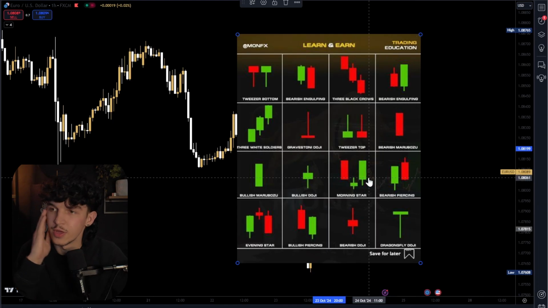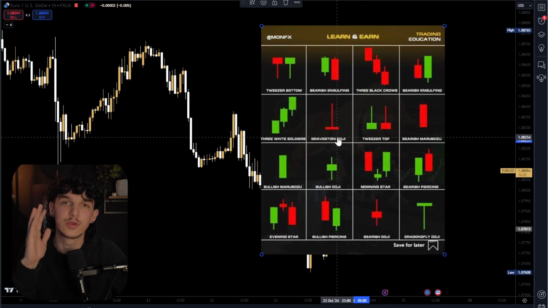Jokes aside, it's very important to understand what a candlestick is and what a candlestick does. So on my screen right now, you can see we have a lot of candlesticks here. This is going to be your cheat sheet, okay?